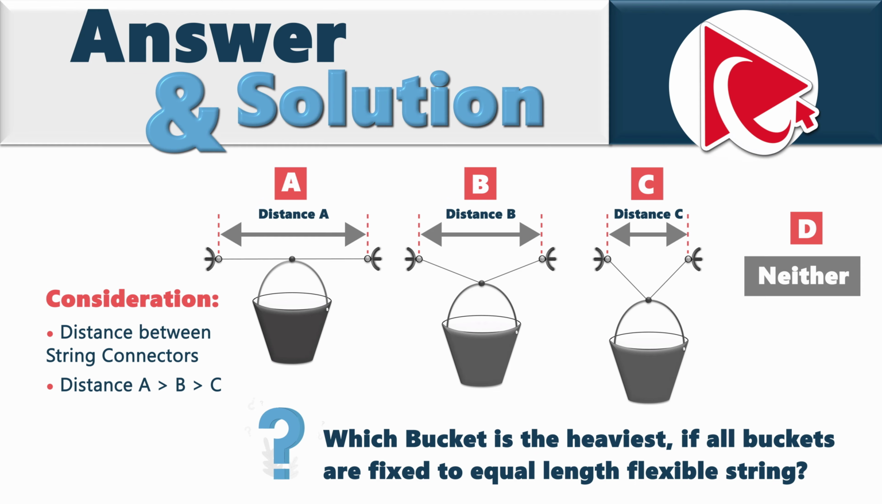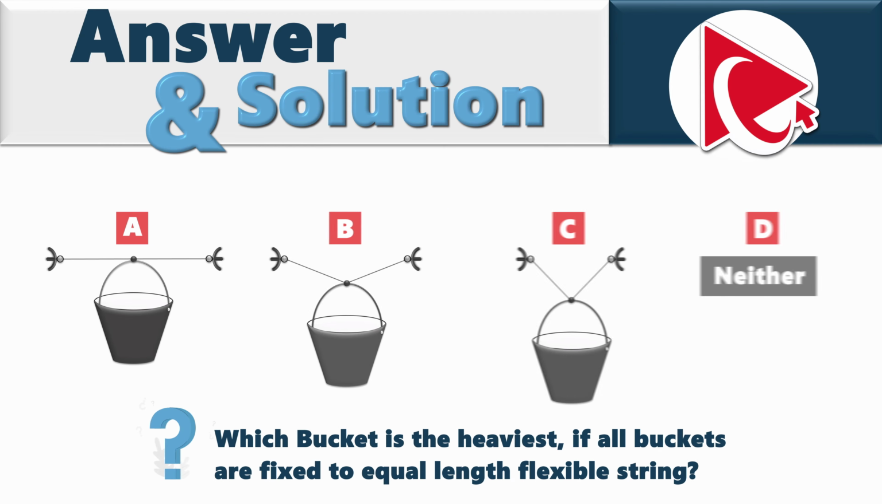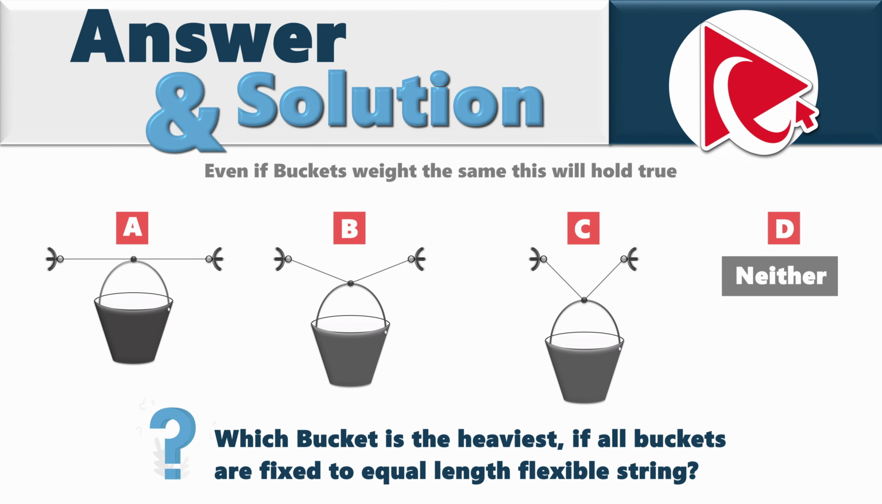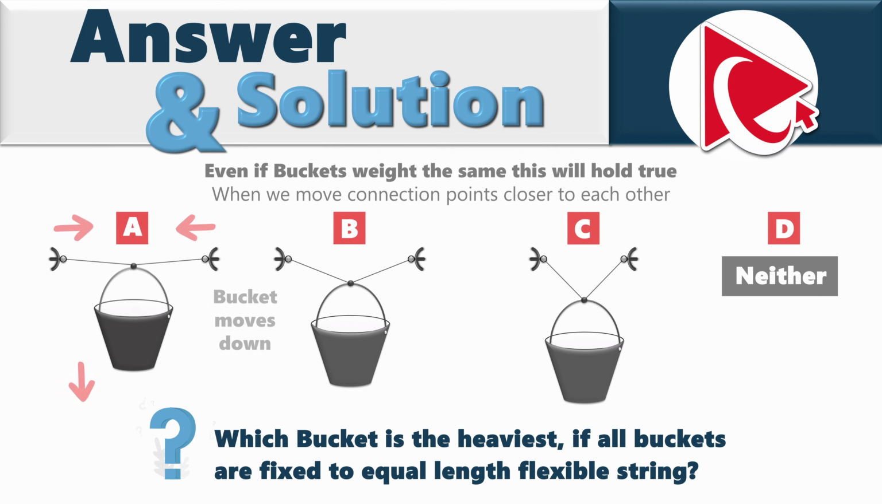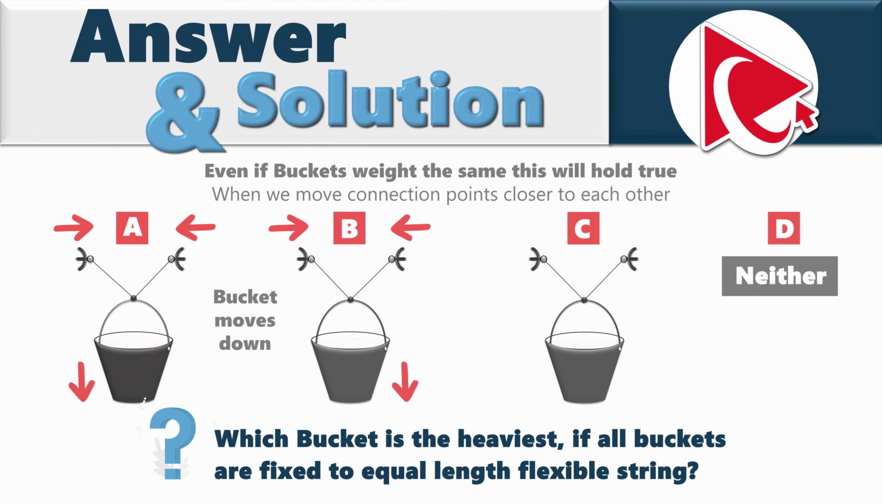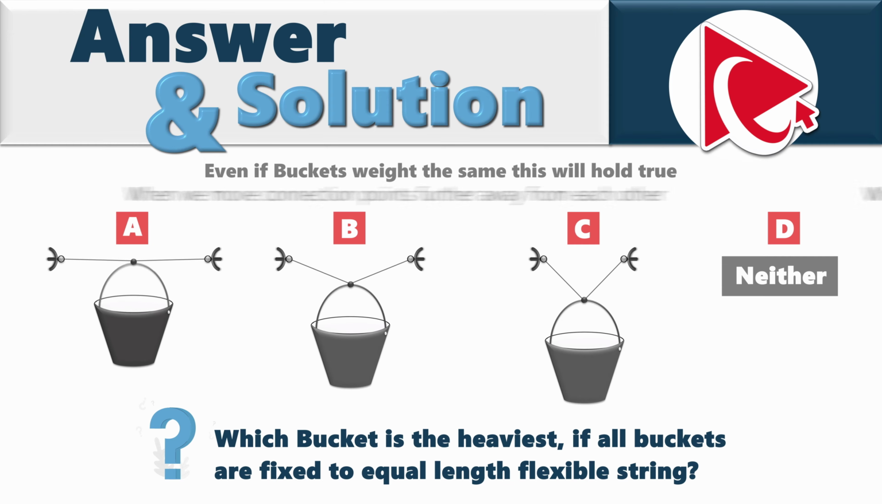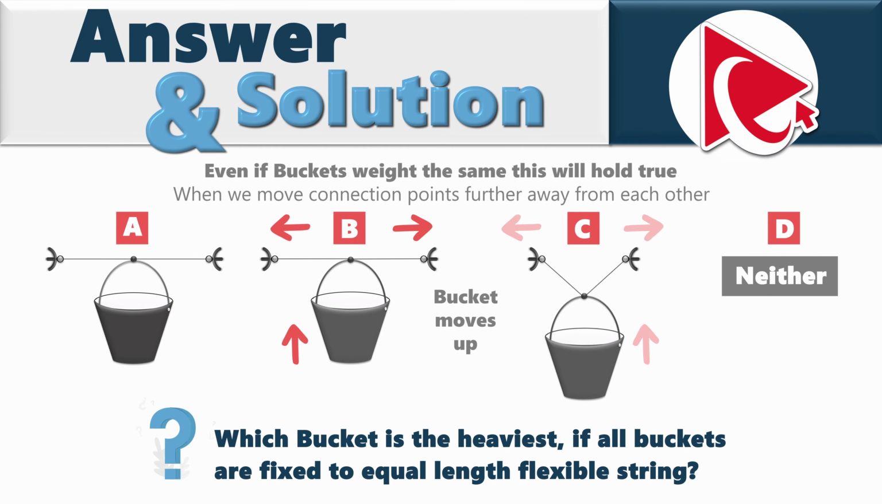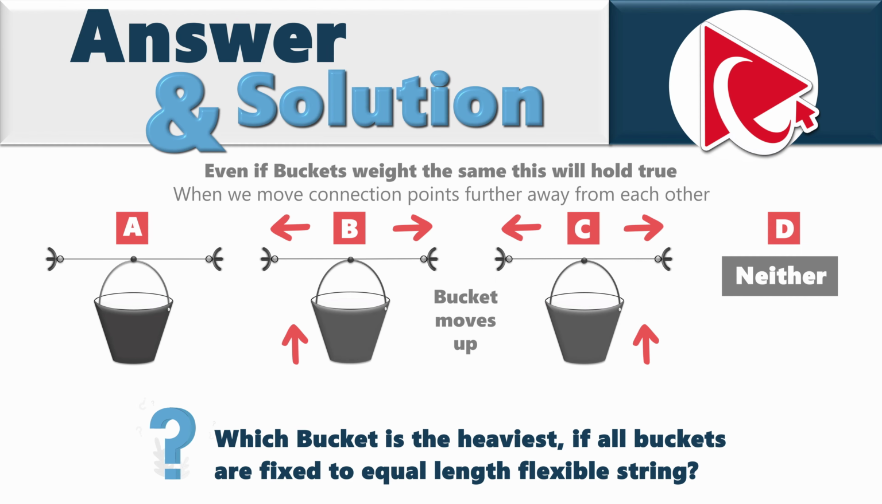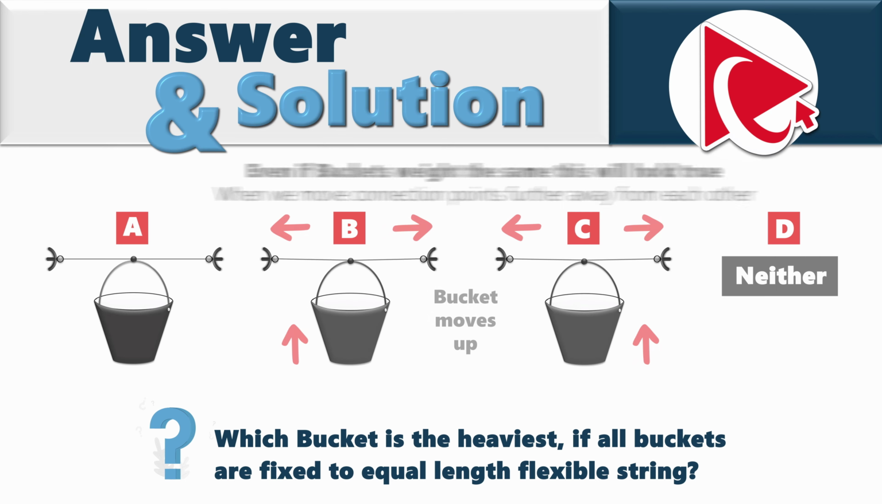But it becomes obvious that because the distance between connectors is shortening, it's impossible to determine which bucket is the heaviest, since shortening of the distance from A to C can explain lower positioning of the bucket, even if buckets would have the same weight. Think about it, because it's very logical. Even if the buckets would be of the same weight, by shortening the distance between string connectors, you will be able to lower the bucket.